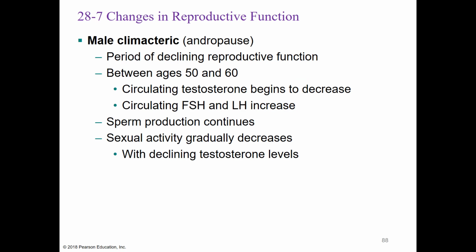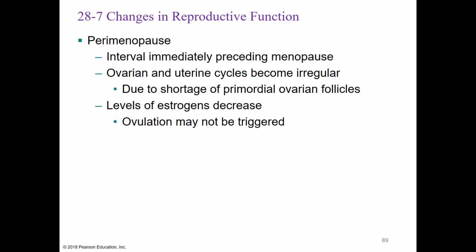The male climacteric is the period of declining reproductive function between the ages of 50 and 60. Testosterone begins to decrease. FSH and LH will increase. Sperm production continues. Sexual activity gradually decreases, a lot of times because of the declining testosterone levels.